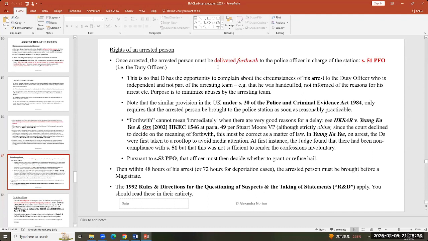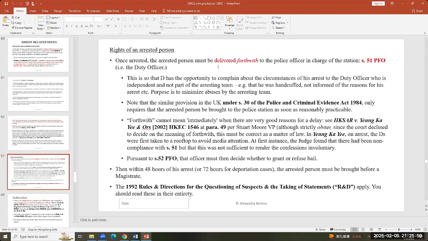Now, the officer in charge of the station is what we call the duty officer. They are an independent officer. They're not connected with the investigation. They have what we call an occurrence book in which they log everything significant that happens in the course of that day.